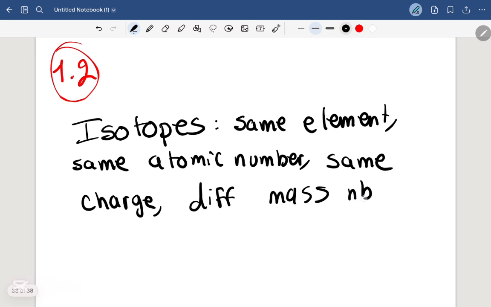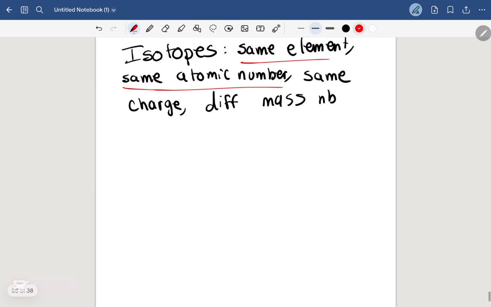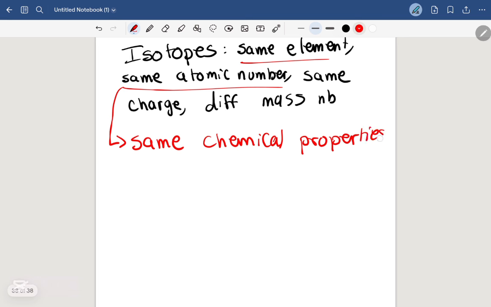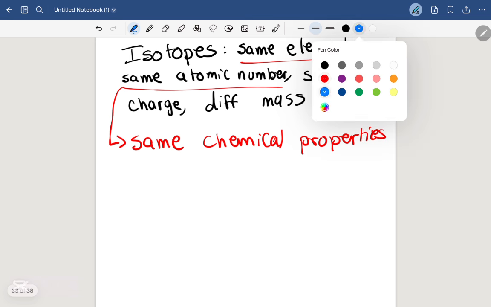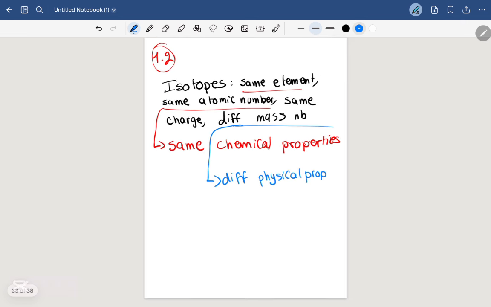Now, when you look at this, same element, same atomic number. When they have the same atomic number, then directly you relate that they will have the same chemical properties. Now, they have the same charge, but they have a different mass number. When they have a different mass number, you relate it directly to the fact that they have different physical properties.